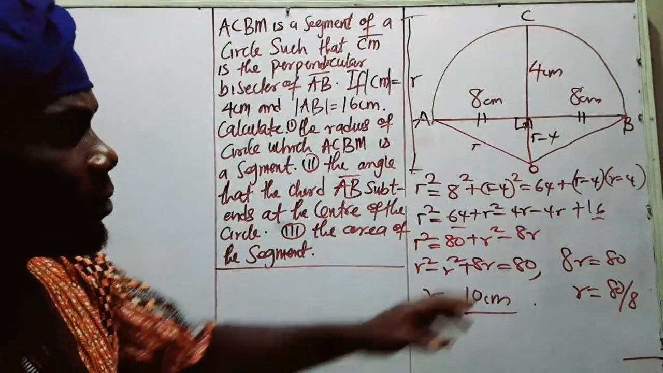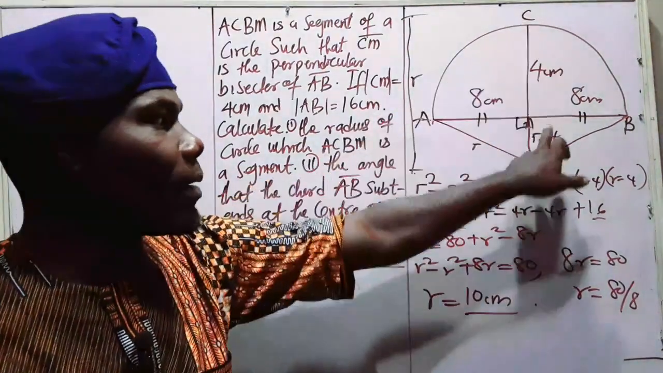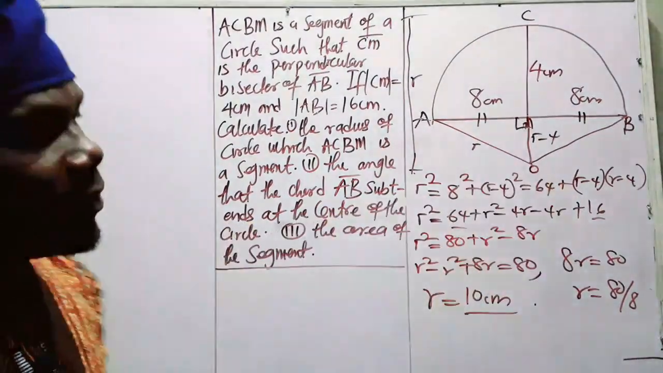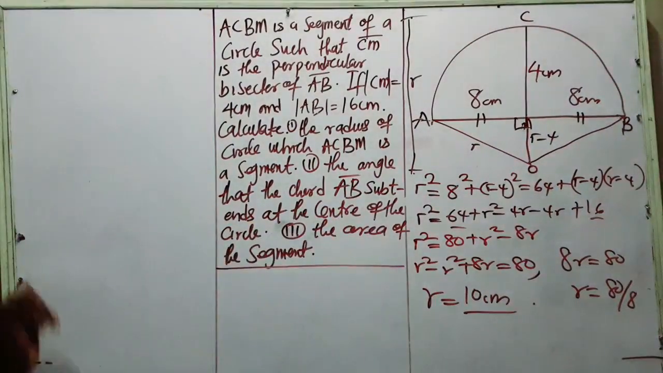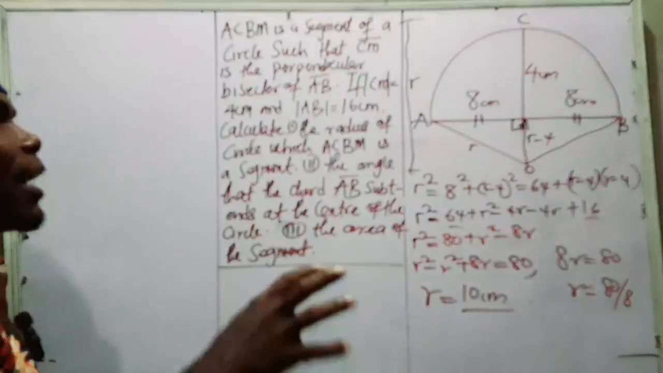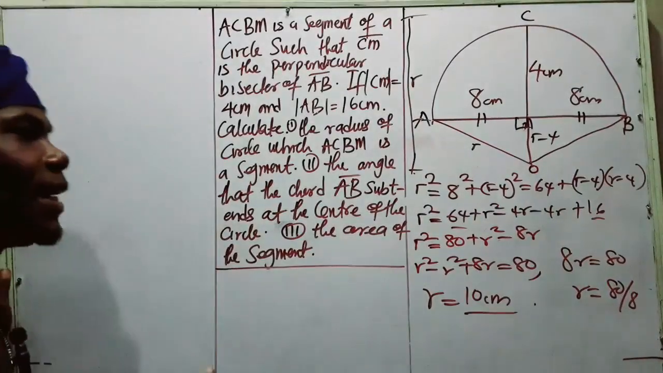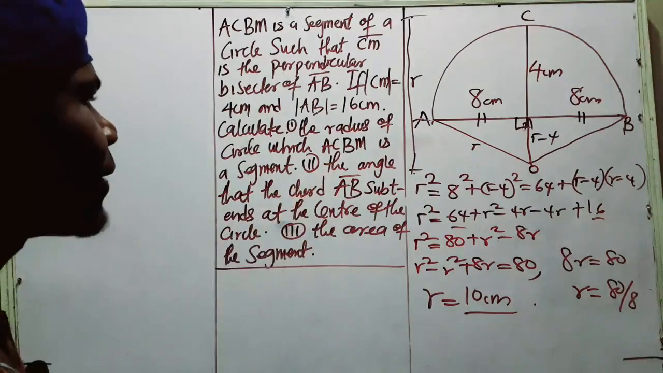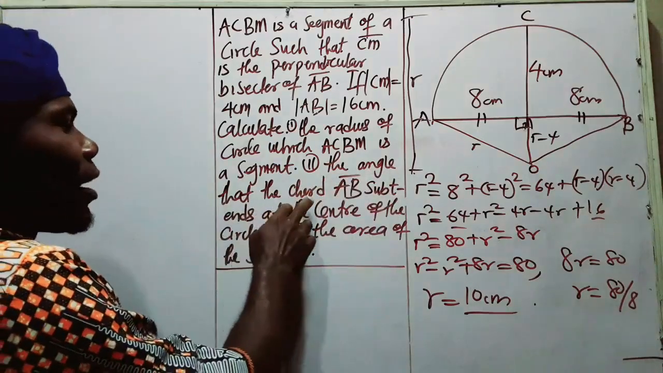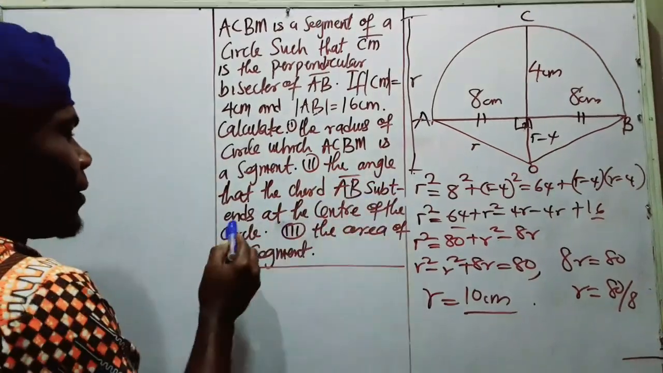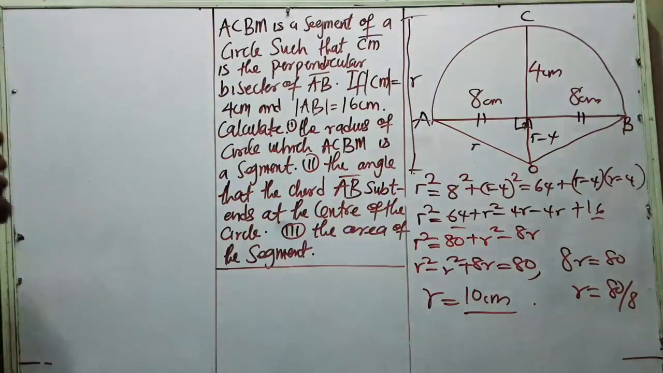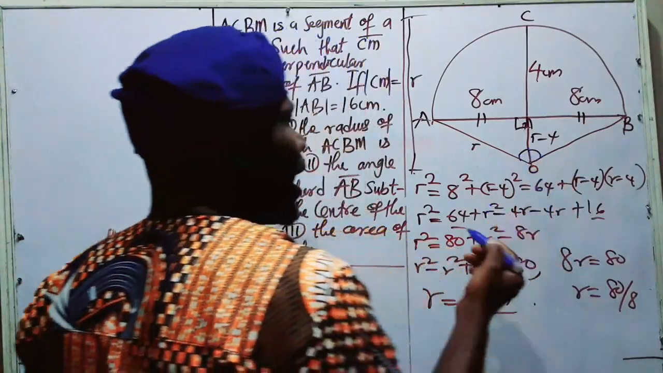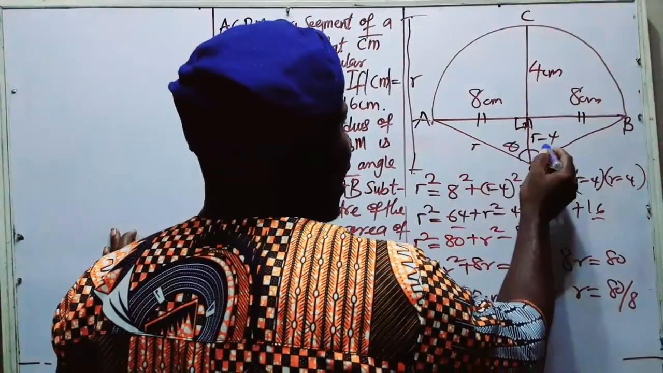If you want to confirm, the distance from the chord to the center will be 10 minus 4, which is 6 centimeters. So all I'm trying to do is to give you the secret of interpreting word problems and the ability to interpret the maths question. So therefore, number 2, it says the angle that the chord AB subtends at the center of the circle. So this is the angle, this is a sector, the angles are equal. Let's represent them by theta and theta.